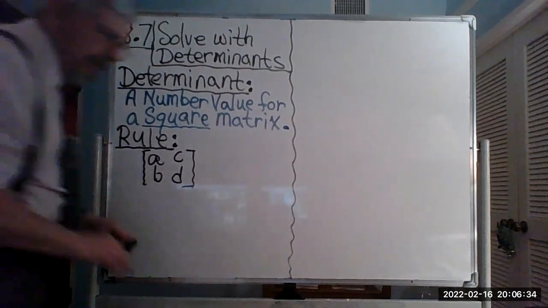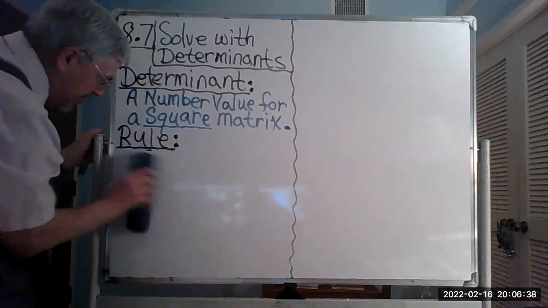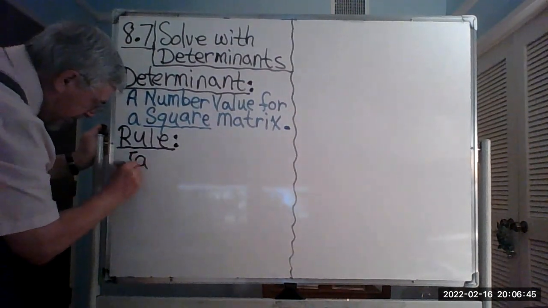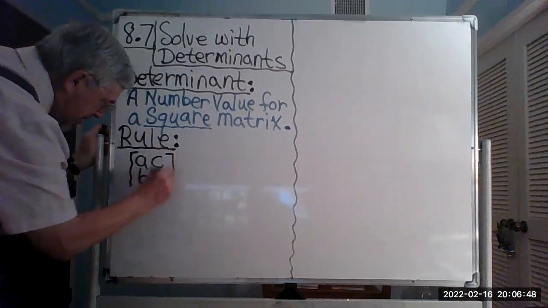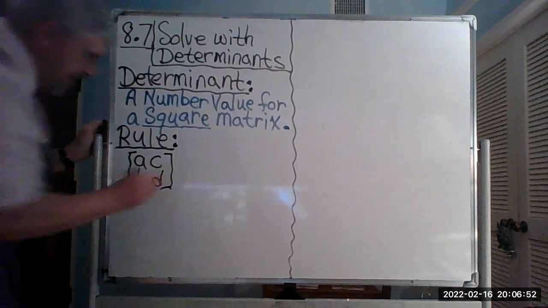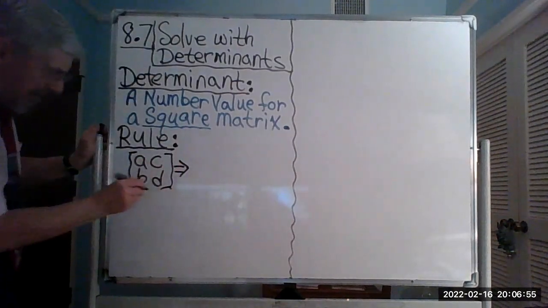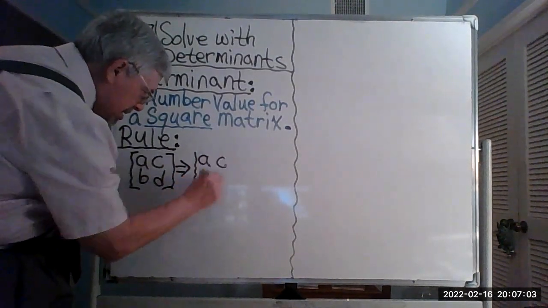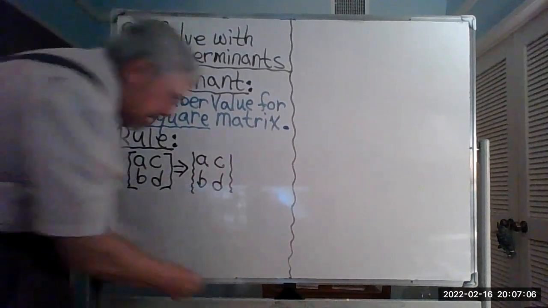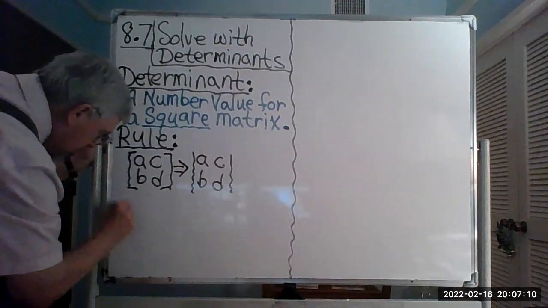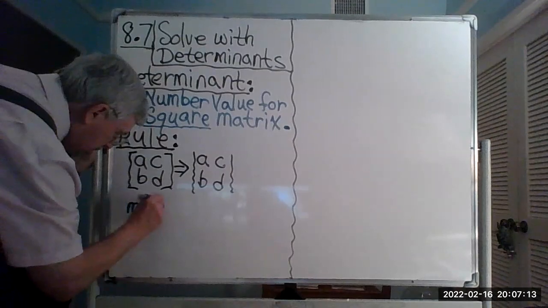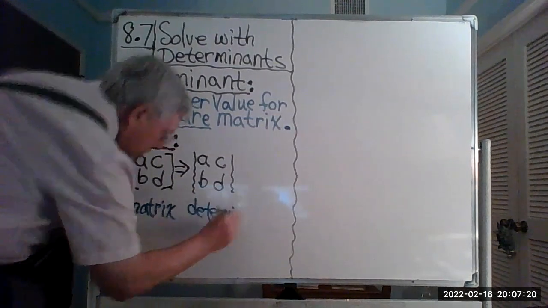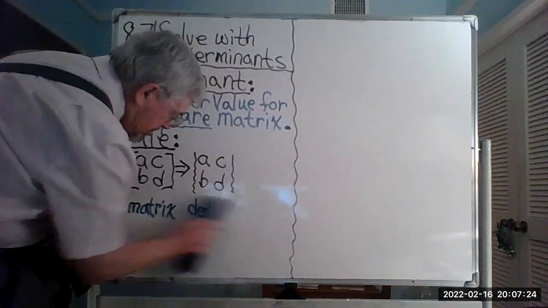Now, in fact, let me back it up. I need a little more room because I only have half as much board as I normally have. Let me back it up a little bit here. Over to here. A, B, C, D. So it's 2 rows, 2 columns. Then this is the matrix. This is the determinant.